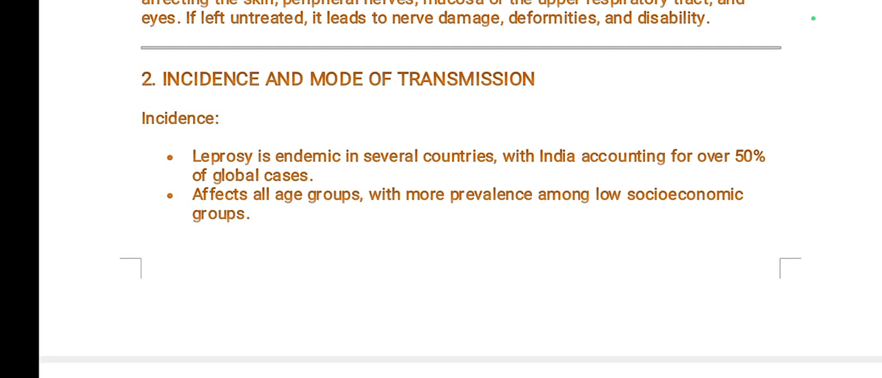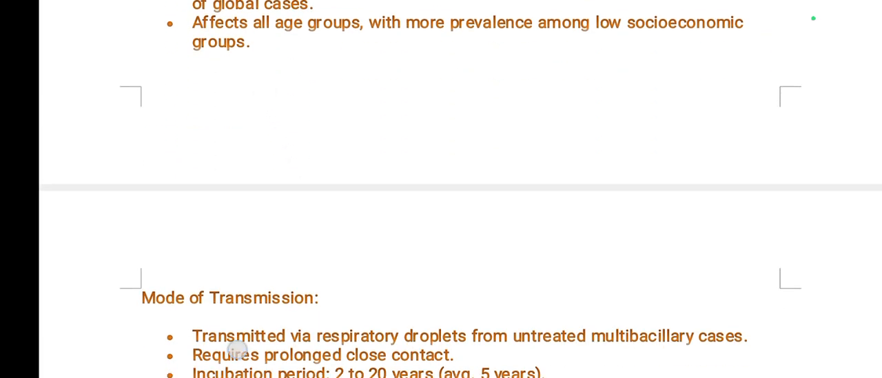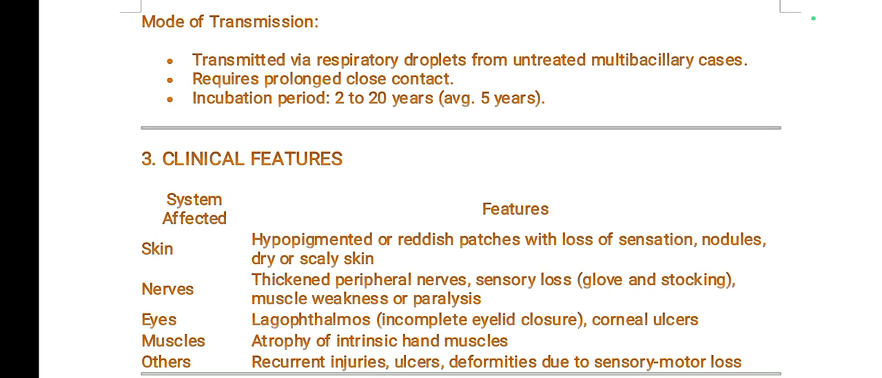Incidence and the mode of transmission: it's just a bacterial disease caused by Mycobacterium leprae, but it causes severe illness in patients. Incidence: leprosy is endemic in several countries, with India accounting for over 50% of global cases. It affects all age groups, with more prevalence among the low socio-economic group because of poor hygiene. Mode of transmission: transmitted via respiratory droplets from untreated multibacillary cases. It requires prolonged close contact. Incubation period 2 to 20 years, average 5 years.